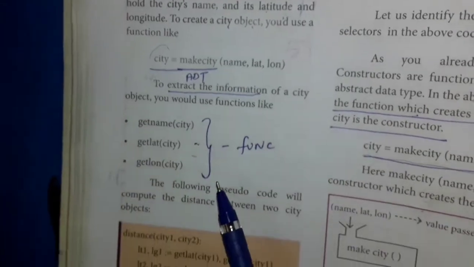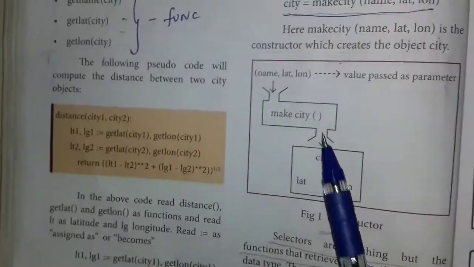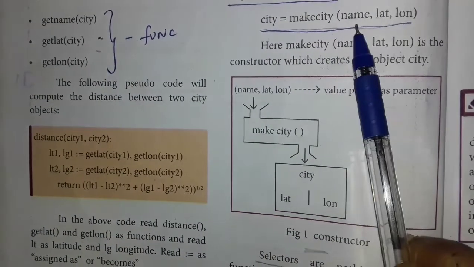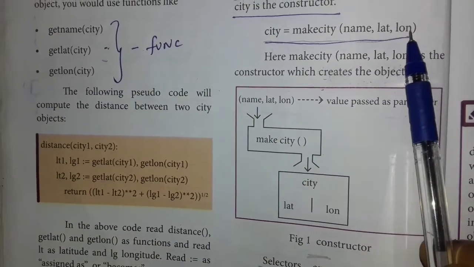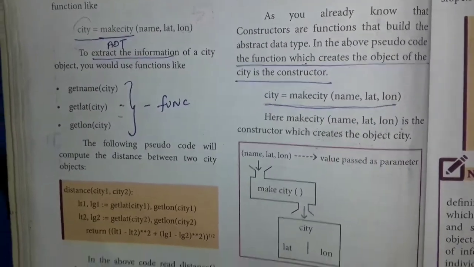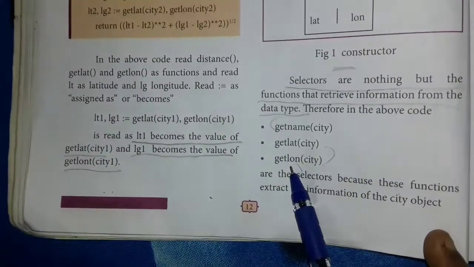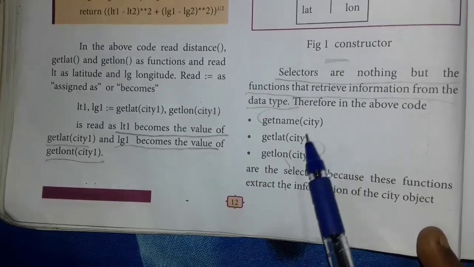An example for the constructor and selector is given. So here: city, make city, name, latitude, longitude. Make city is the constructor, and get name, get lat, get long are the selectors which are used for the object city.